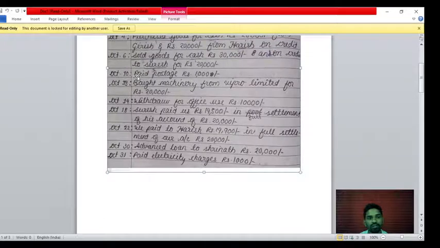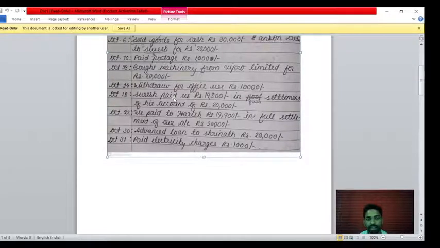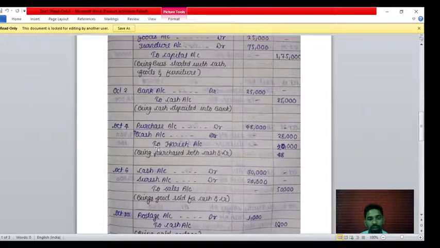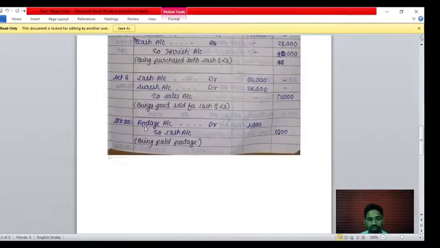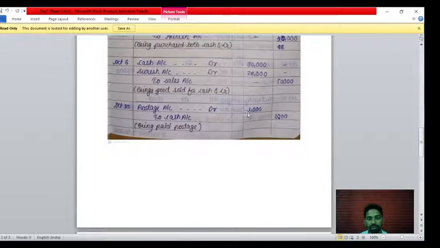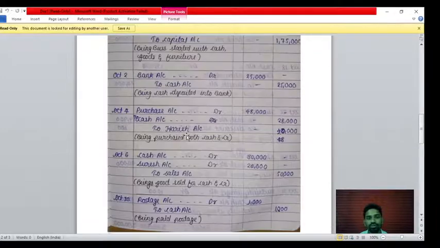Next, on 10th October paid postage rupees 1,000. Paid postage means paid cash, and postage is an expense. So postage account debit to cash account credit. Postage account debit rupees 1,000 to cash account credit rupees 1,000. Like this we have to solve.